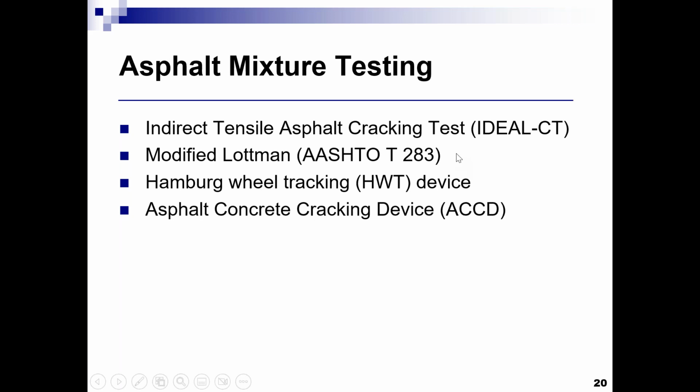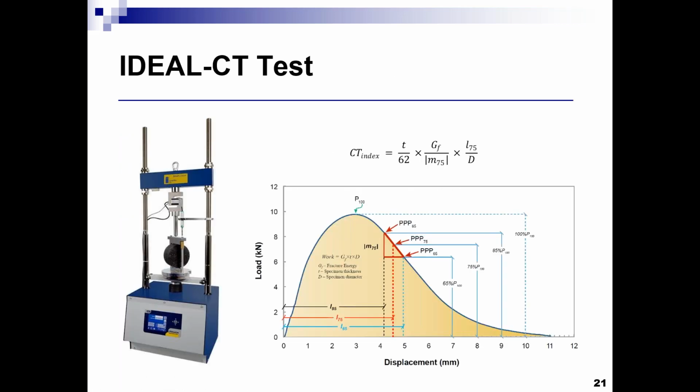We used the AASHTO T283, also called the modified Lottman test, that is used by ODOT to evaluate the moisture sensitivity of the asphalt mixtures. We used the Hamburg wheel tracking device to evaluate the rutting resistance of the asphalt mixtures, and we used the asphalt concrete cracking device to evaluate the low temperature performance of the asphalt mixtures.